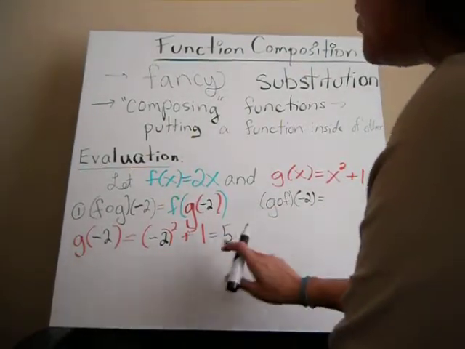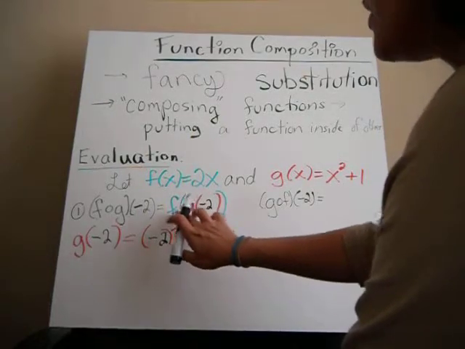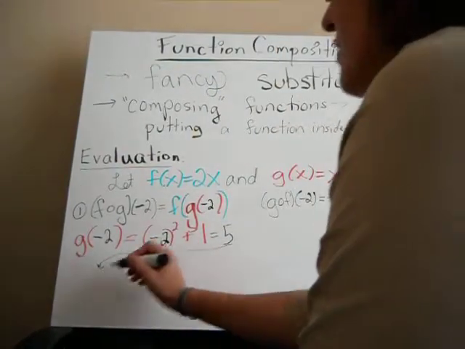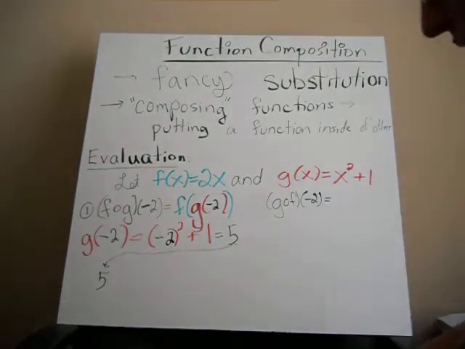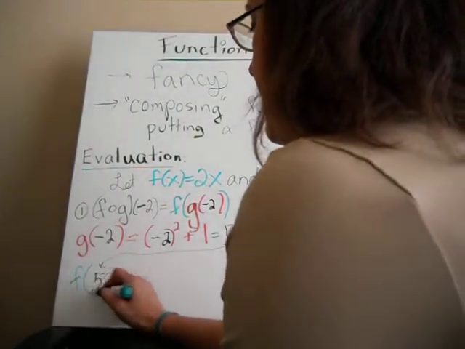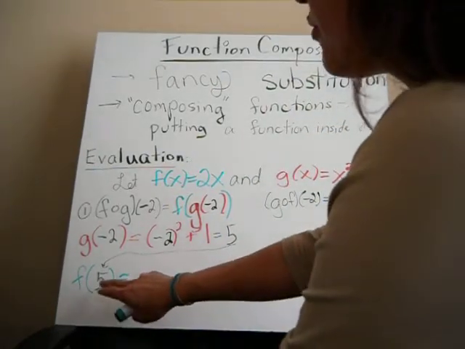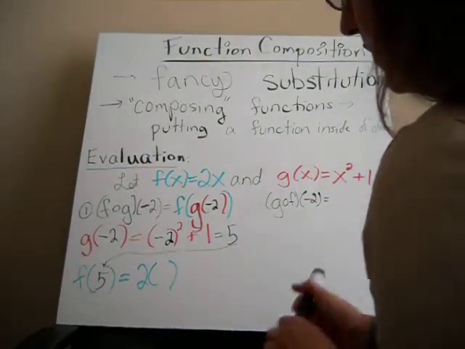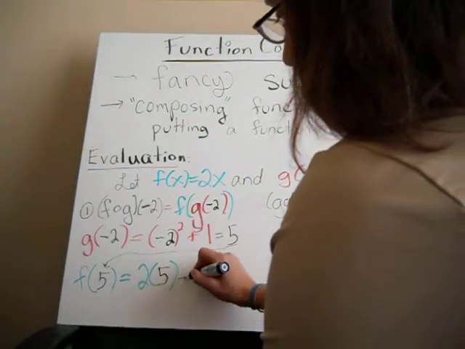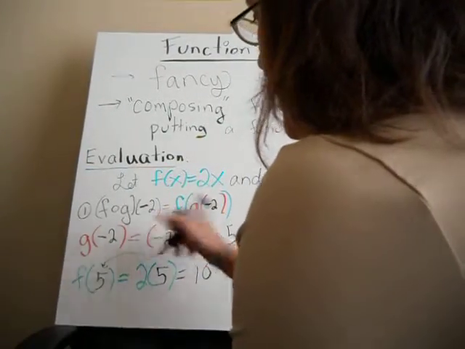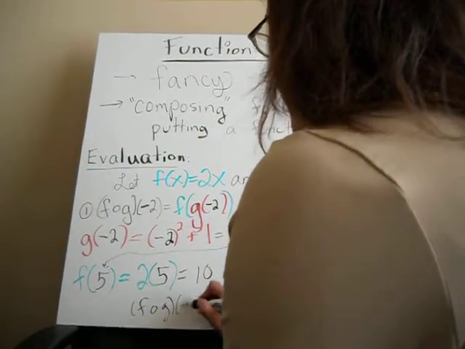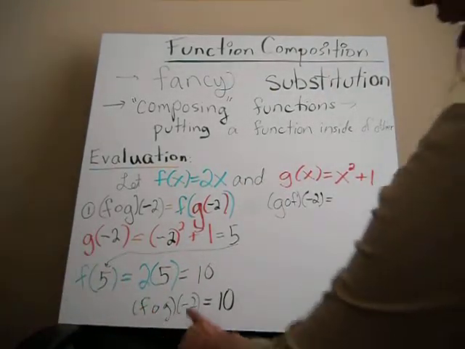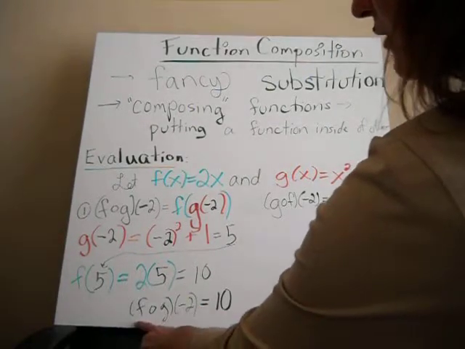Now that we know g of -2 is equal to 5, we're wanting to do f of g of -2. So what we really want then is f of 5. And so to find out f of 5, we're going to put a 5 everywhere there's an x in f. So your final answer, f of g of -2, is equal to 10. That's what happens when you stick -2 in g and then take that answer and stick it in f. You get 10.